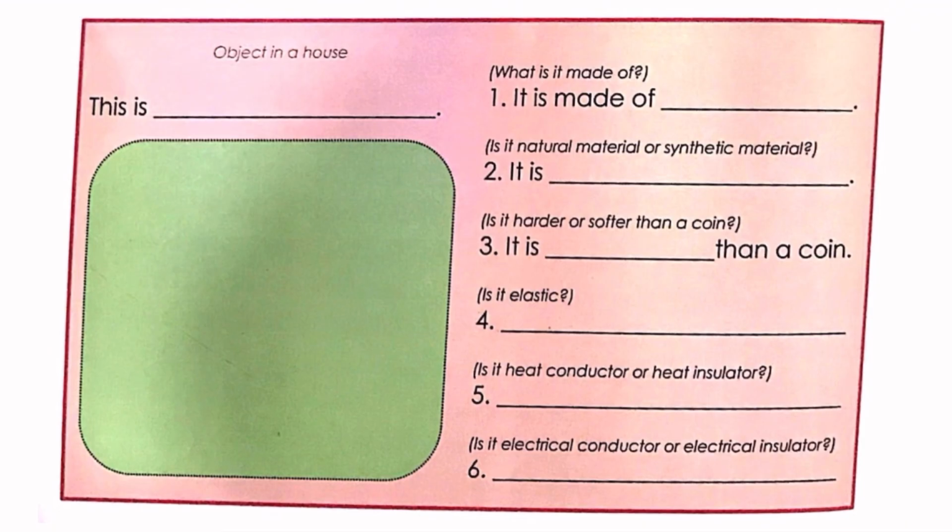For your homework on page number 58, I want you to choose one object in your house. You can choose anything in your house, and then you draw and color a picture of the object. And you answer, what is this object? And don't forget to answer questions number 1 to number 6. That's it for today. Don't forget to send me this homework. Then you will get 5 points. Remember, 5 points for this work.